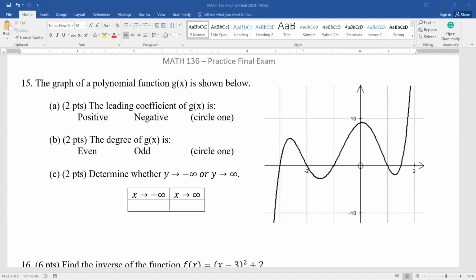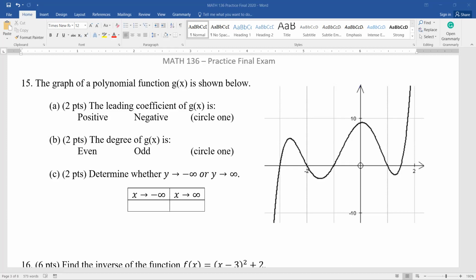And then for part C, we're determining end behavior. So for the first one, we want to know as x approaches negative infinity, where is y going? So y is approaching something. It's either going to be positive infinity or negative infinity. In this case, we're talking about this arrow right here. So it's heading to the left, so x is approaching negative infinity. And that arrow is going down, so the y values would be approaching negative infinity as well.